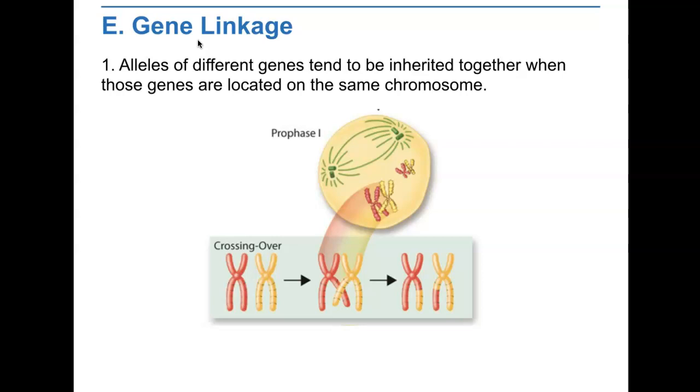Alleles of different genes tend to be inherited together from one generation to the next, when those genes are located on the same chromosome.